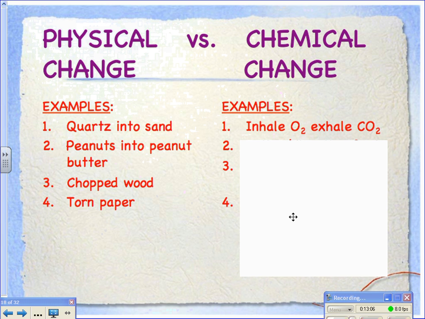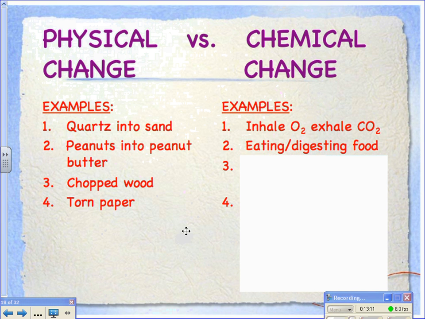from metabolism. Eating and digesting food. Let's say you have a bowl of cereal this morning. You eat that, and then it goes down through your intestinal tract, and starting with your saliva, it's broken down into different things. And when it comes out the other end, I guarantee you it's not going to look or smell or taste like Cheerios. Okay, it's something completely different. That is a chemical change.